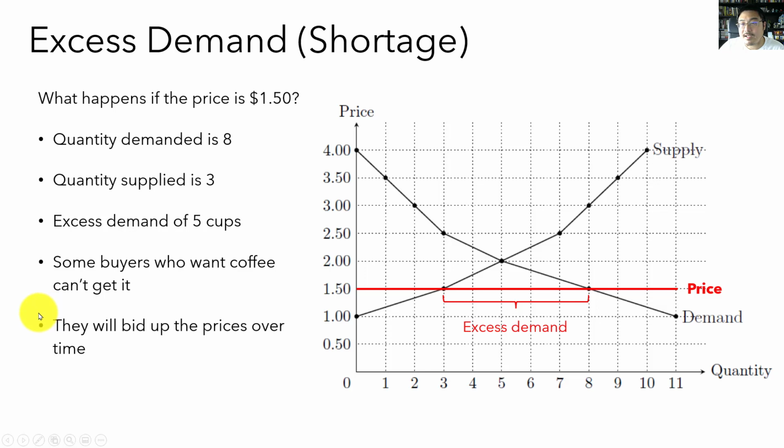And sellers, seeing the excess demand, are going to realize that they're going to be able to raise prices over time without losing sales, right? And so what's going to happen when there's a shortage is that the prices are going to be bid up over time.